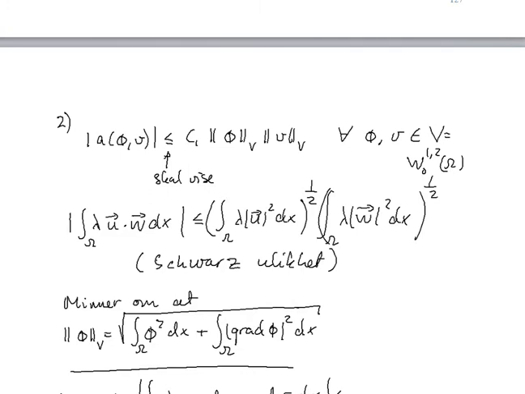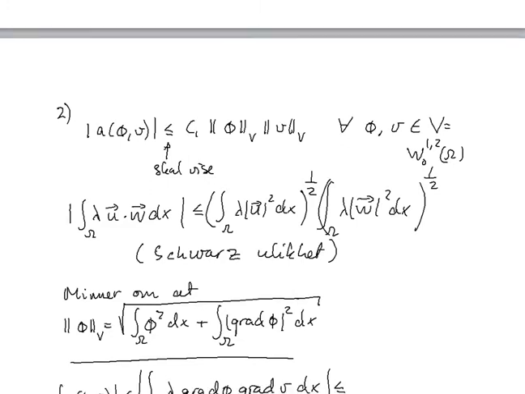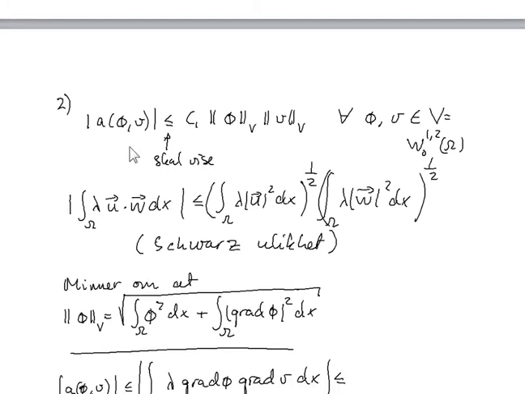So this was no problem at all. It's a little bit more tricky to show the second property. And the second property was devoted to the continuity of the bilinear form.